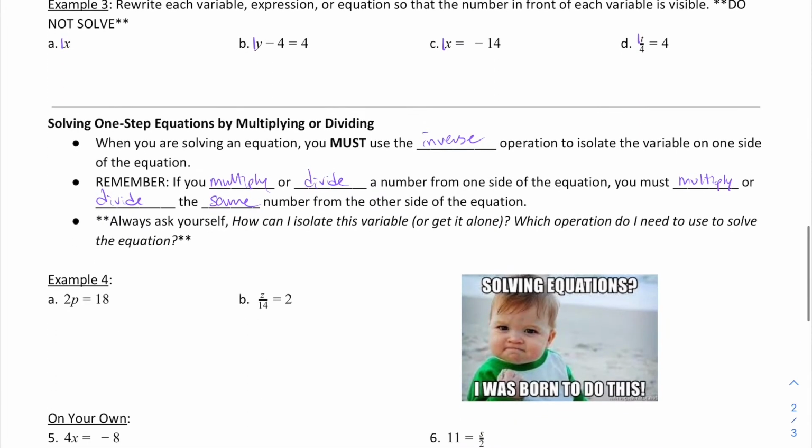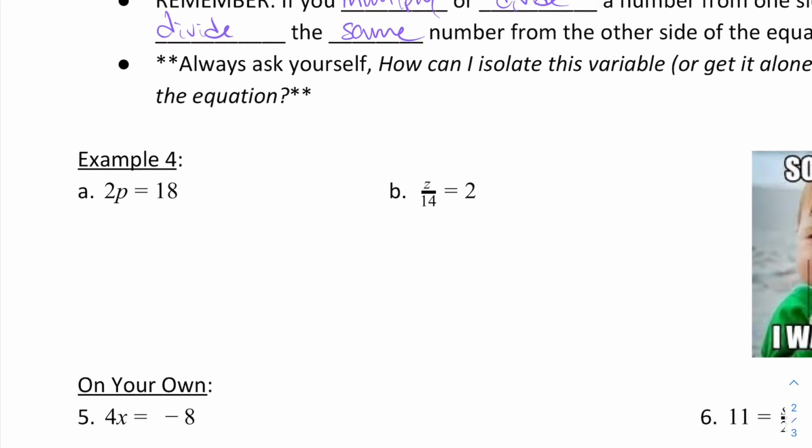So for example, let's take a look at these two examples. I have 2 times p equals 18. Divide by 2, divide by 2. These two simplify to be a 1 and 1. I get 1p is equal to 9. Same thing here, but z divided by 14. So I can multiply by 14, multiply by 14, 14 over 1. So these simplify to be 1 and 1. So I get z is equal to 28.